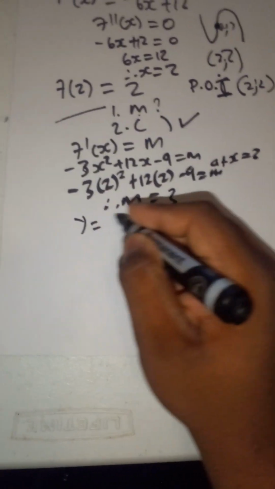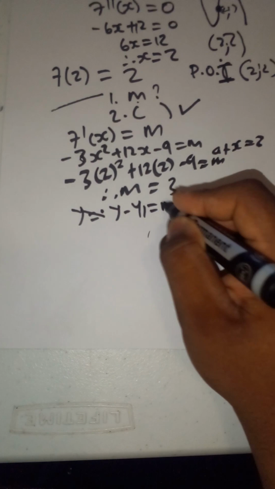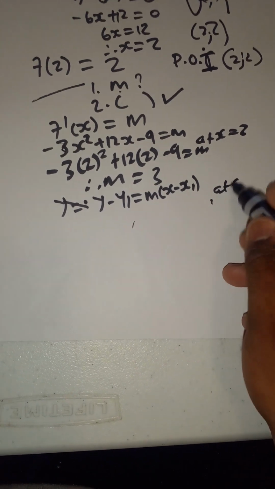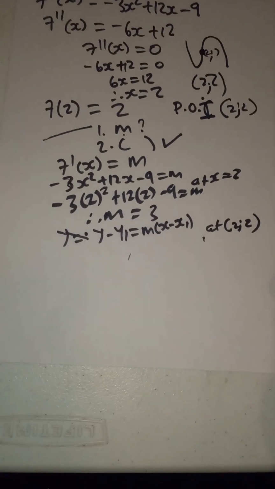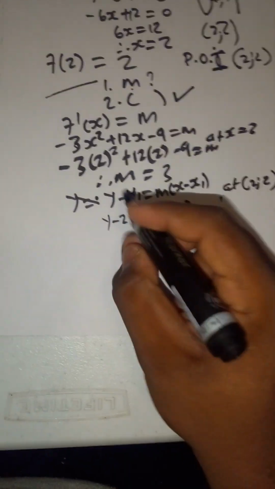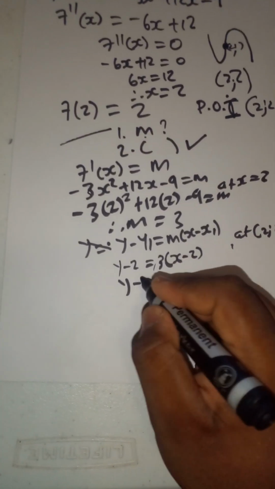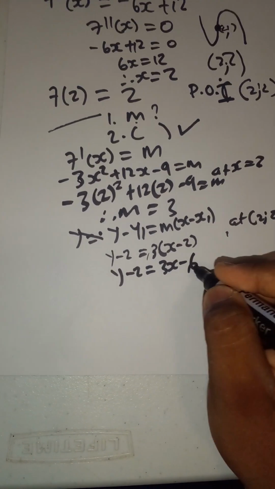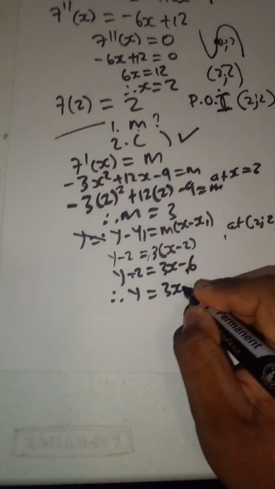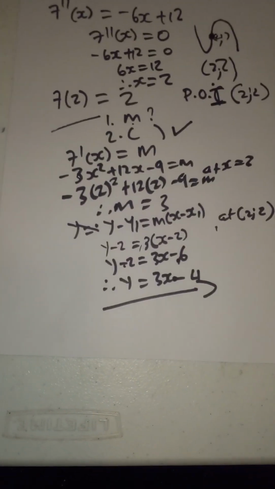So let me say y is equal to, let me use this one: y minus y1 is equal to m(x minus x1). And then at which point? At 2 and 2. This is the point of inflection, right? So now y minus 2 is equal to 3(x minus 2). Then my equation will be y minus 2 is equal to 3x minus 6. Therefore the equation is y is equal to 3x minus 6 plus 2, which is 3x minus 4. So now this is the equation of the tangent that they're talking about.